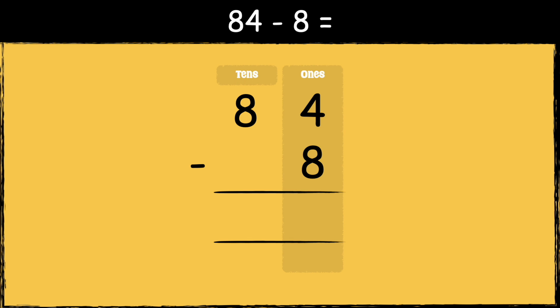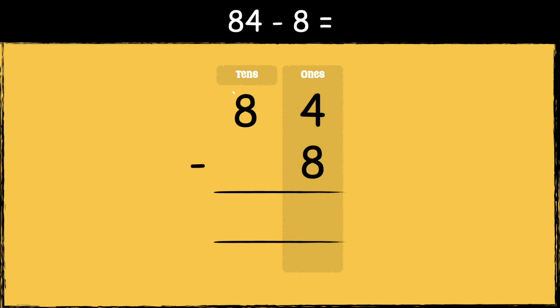Here's another example. 84 take away 8. Remember to line the numbers up correctly. So 84 has 8 tens and 4 ones, and the number 8 has 8 ones. So we start with the ones. We can't subtract 8 from 4, so we need to borrow a 10 from the tens column.